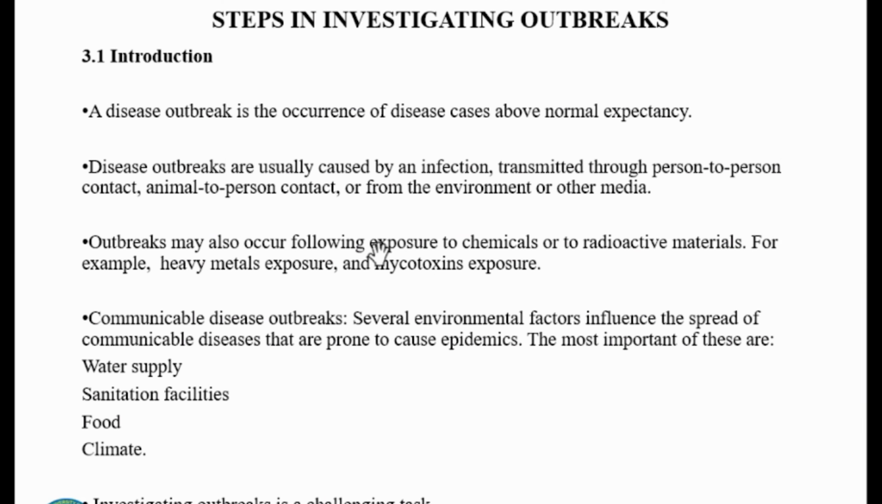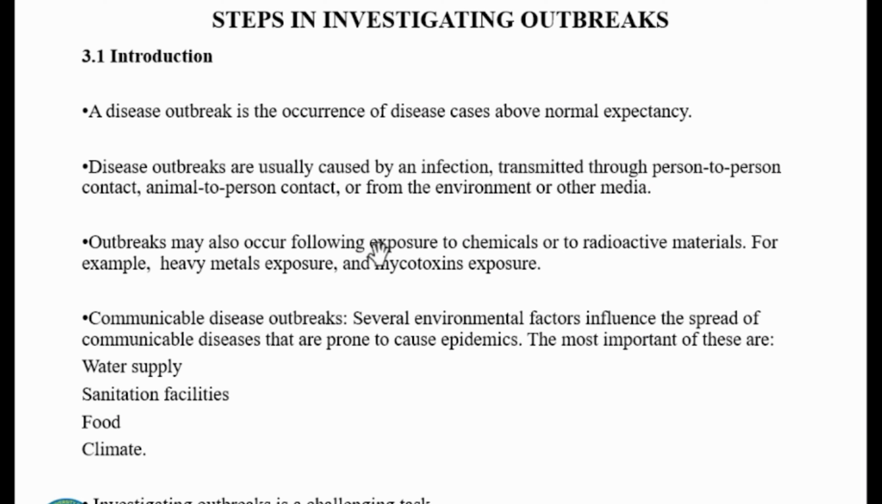So chapter 3 is about the steps in investigating outbreaks. A disease outbreak is the occurrence of disease cases above normal expectancy. So I will not ask you what is a disease outbreak. You will be asked, for example, that in a certain community there is a high rate of cholera. So it is for you to understand high rates above normal. So this is an outbreak. Do you understand me? Yes, madam.